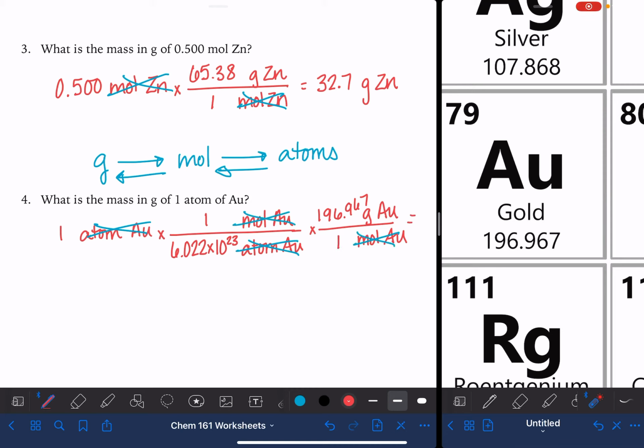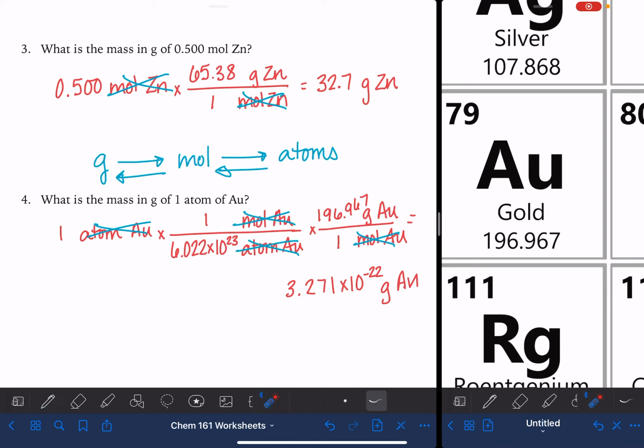And this is 1 divided by 6.022 times 10 to the 23rd times 196.967. And I am using the calculator on my phone, which I don't always hit the buttons correctly on. So this could be wrong, but hopefully close to right. 3.271 times 10 to the negative 22. I was hesitating there for a second because I was thinking about significant figures. How many sig figs should I have in my answer?